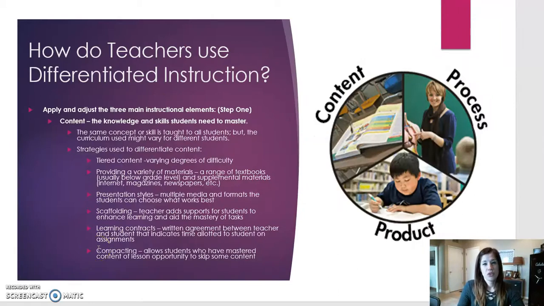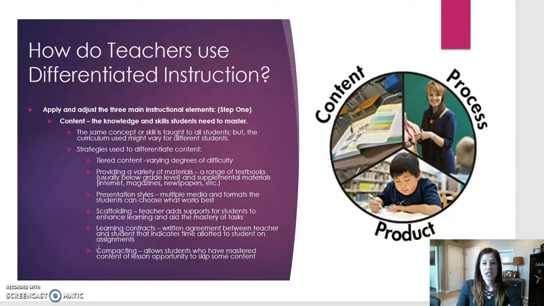How do teachers use differentiated instruction? They apply and adjust the three main elements of the differentiated instruction process. Step one is differentiated content. This is the knowledge and skills students need to master. Content teaches the same concept to all students, but the curriculum might vary from student to student.